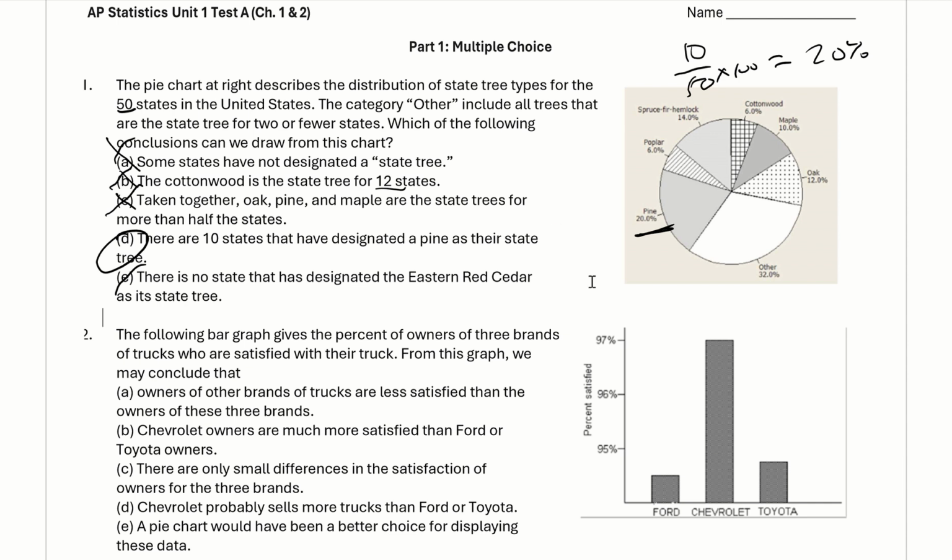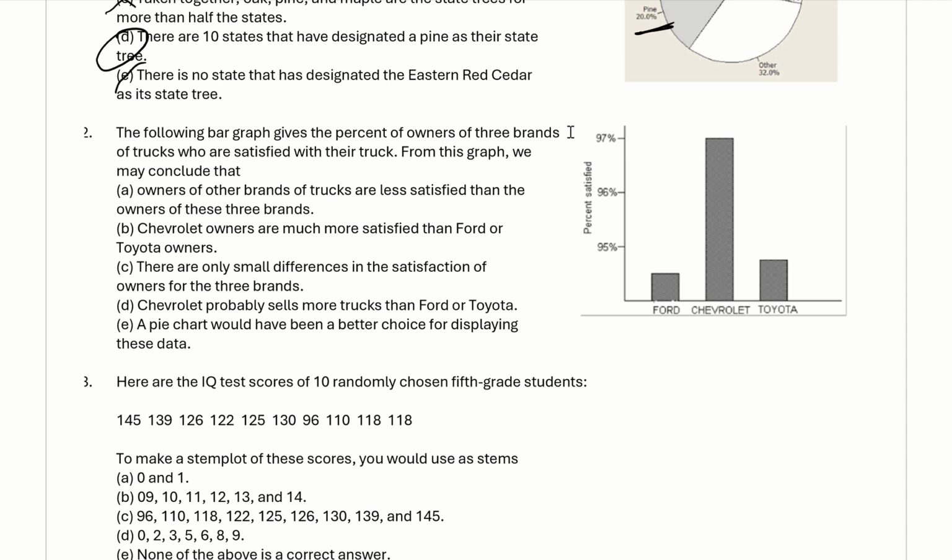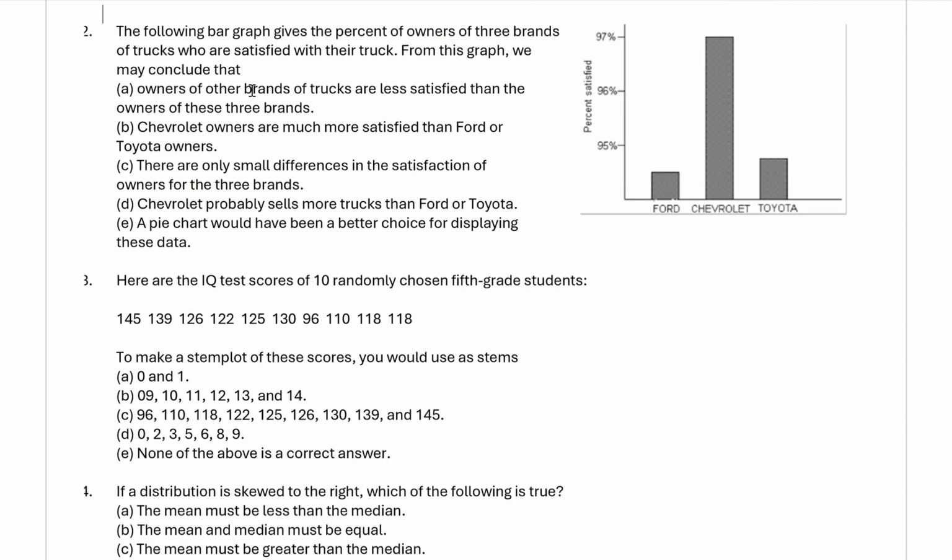All right, so let's look. The following bar graph gives the percent of owners of 3 brands of trucks who are satisfied with their truck. From this graph, we may conclude the following. Owners of other brands of trucks are less satisfied than the owners of these 3 brands. First off, remember that this bar graph is only given for these 3 brands. It's not giving us information about the other trucks.